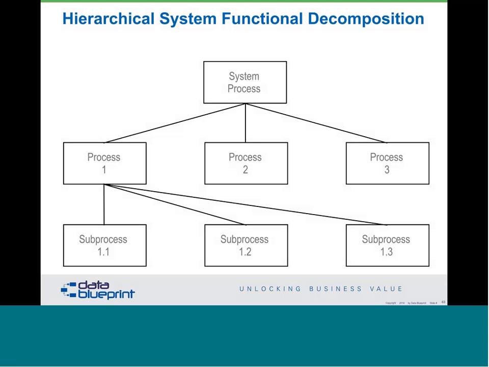Here's a hierarchical system decomposition that shows that the system is composed of 3 main processes, and that process 1 has 3 sub-processes. This level of documentation doesn't exist for many software packages, and yet it's something that we need to be able to articulate.